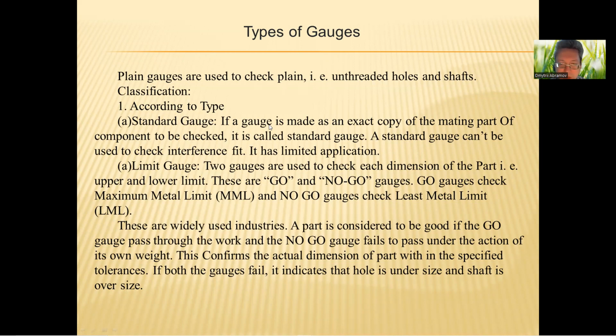Go gauges check the maximum metal limit, and no-go gauges check the least metal limit. Maximum metal limit is MML, least metal limit is LML. One more time, please write this down in your notes. It's very important. These are go and no-go gauges. Go gauges check maximum metal limit, and no-go gauges check least metal limit.